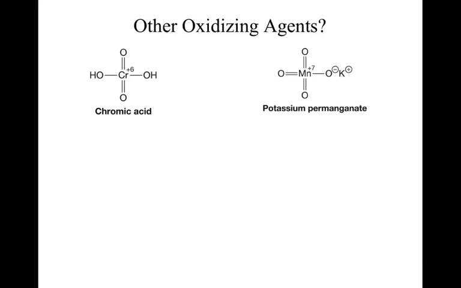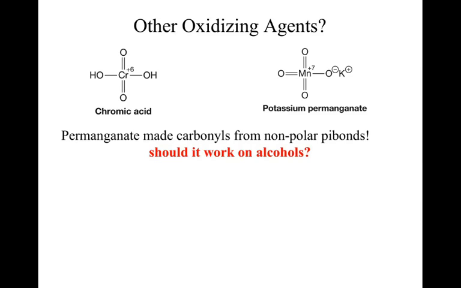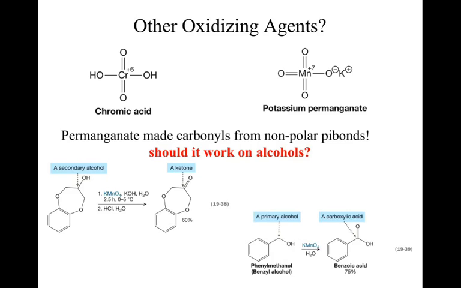Other oxidizing agents, we have seen permanganate show up. And if we compare structurally permanganate to chromic acid, you should see that they are very, very similar. And they are. They have similar chemistries. They have similar reactivities. Okay? Permanganate made carbonyls from nonpolar pi bonds. Should it also work on alcohols? Well, if it was a super strong oxidizing agent, we might expect so. And sure enough, it does. So permanganate can be used to oxidize our alcohols down to ketones or carboxylic acids.